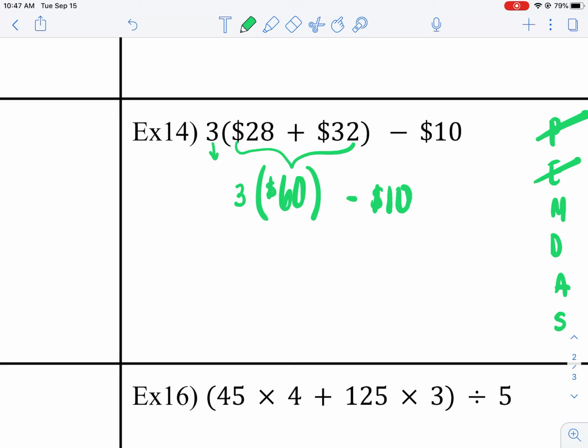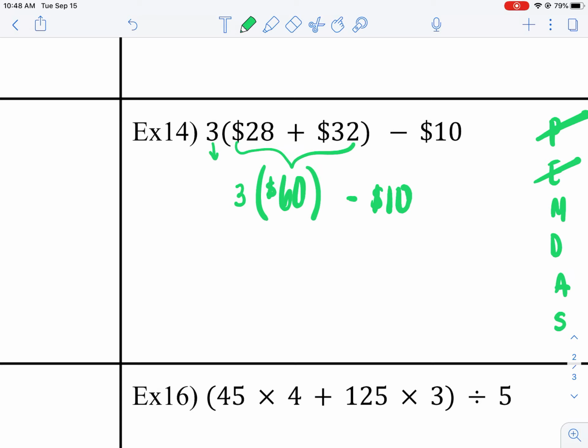Exponents we don't have. When we have a number outside of parentheses, it means multiplication. So you can have a multiplication sign for multiplication. You can have a dot for multiplication. You can also have parentheses that represents multiplication. So it's really saying 3 times $60. So if I multiply $60 by 3, I will still have dollars. Okay, so the dollars is still going to be there.